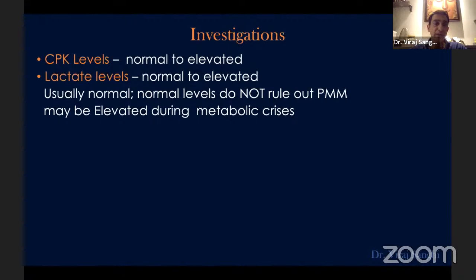When are they usually elevated? So many of these patients with mitochondrial disease may go into what we call a metabolic crisis. If they have fevers, if they have infections, they're undergoing surgery, or there's severe dehydration, patients with mitochondrial myopathies or mitochondrial disease may have a metabolic crisis. And often the CPK and lactate levels are then elevated during these periods or episodes of metabolic crises. Otherwise, they may be completely normal.